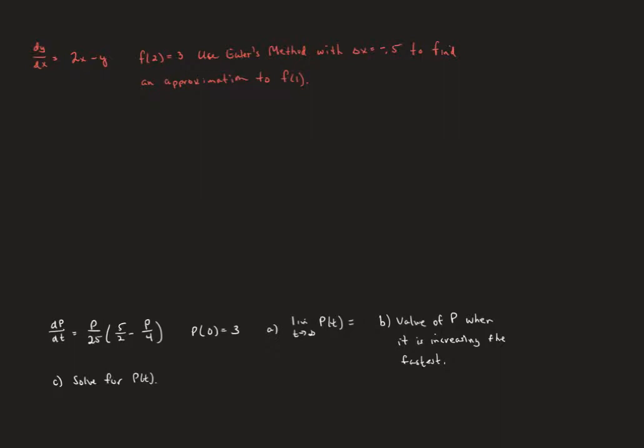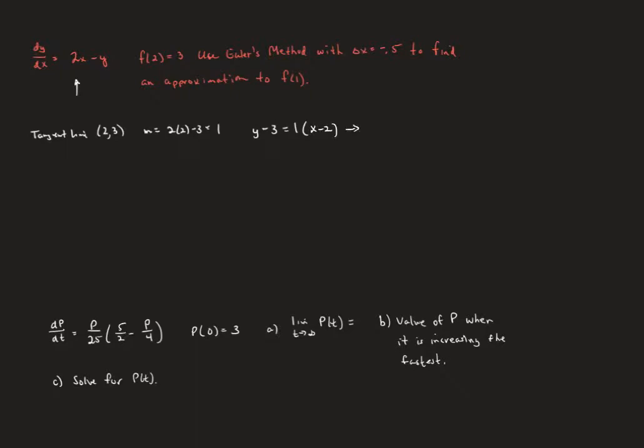So first, we want the tangent line at the point (2, 3). That means the slope is going to be from our dy/dx. So that's going to be 2 times 2 minus 3, which is 1. So our tangent line is going to be y minus 3 equals the slope 1 times x minus 2.